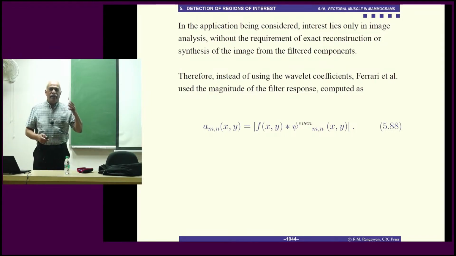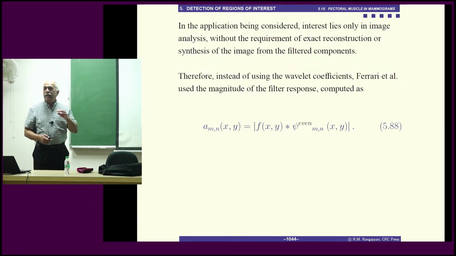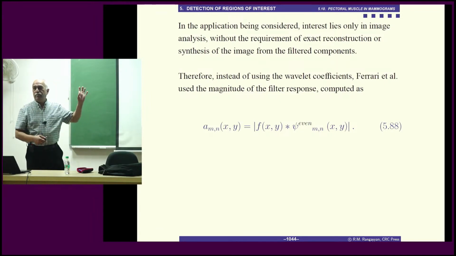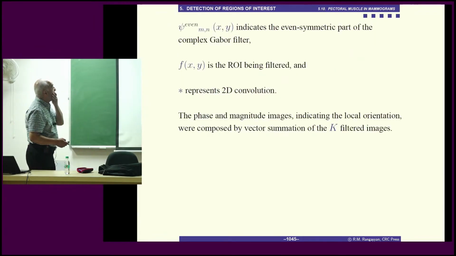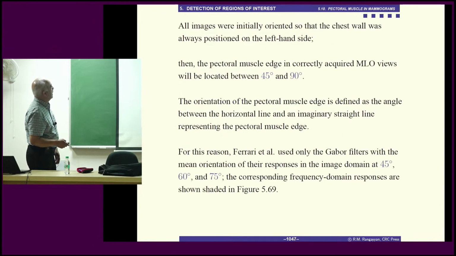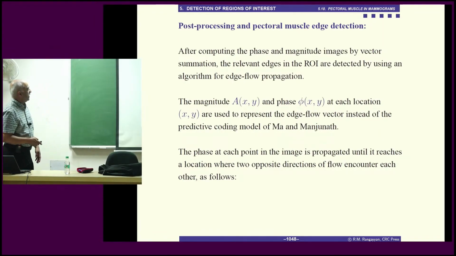Now, we are dealing with real images with positive contrast. The objects of interest are denser than the background. So you don't need sine waves in the complex exponential. You only need cosine functions, so you only take the even part of these functions. You don't need the complex wavelet. So there are some design parameter choices made here. I'll skip all of those and go to the detection part.